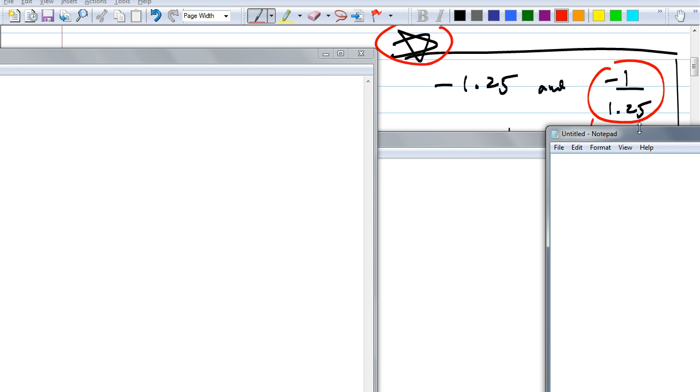-10 over? Why did you say -10? No, I don't think so. Why would it be -10? No, I'm just saying, isn't this -1.25 really -1.25 over 1? So I just changed the numerator and the denominator.